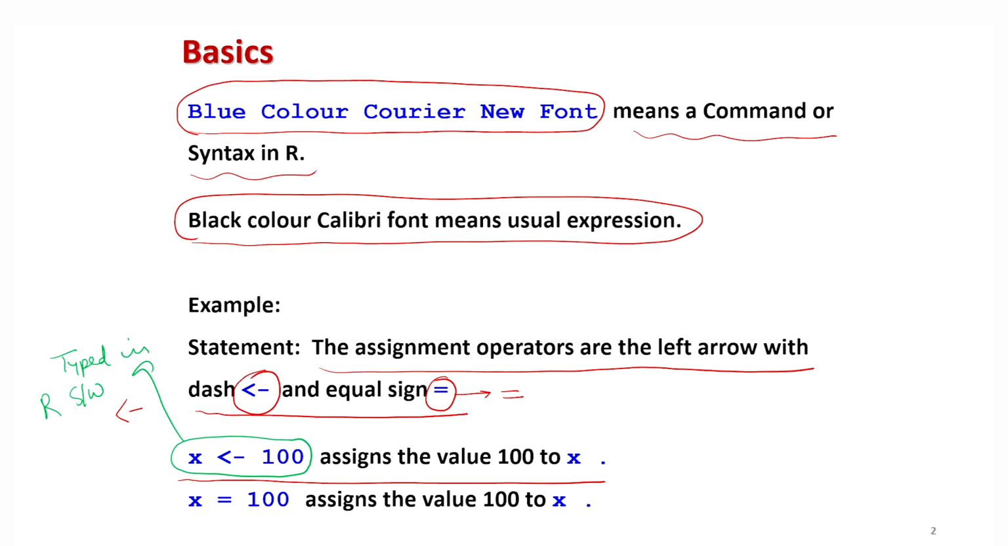If you type x less than dash 100, this means this is going to assign the value 100 to the variable x. And similarly, you can also write x equal to 100. This is also going to assign the value 100 to x. So you can see this blue color Courier New font content is coming from the R software, and the remaining black color Calibri font text is the usual expression to explain the concept.